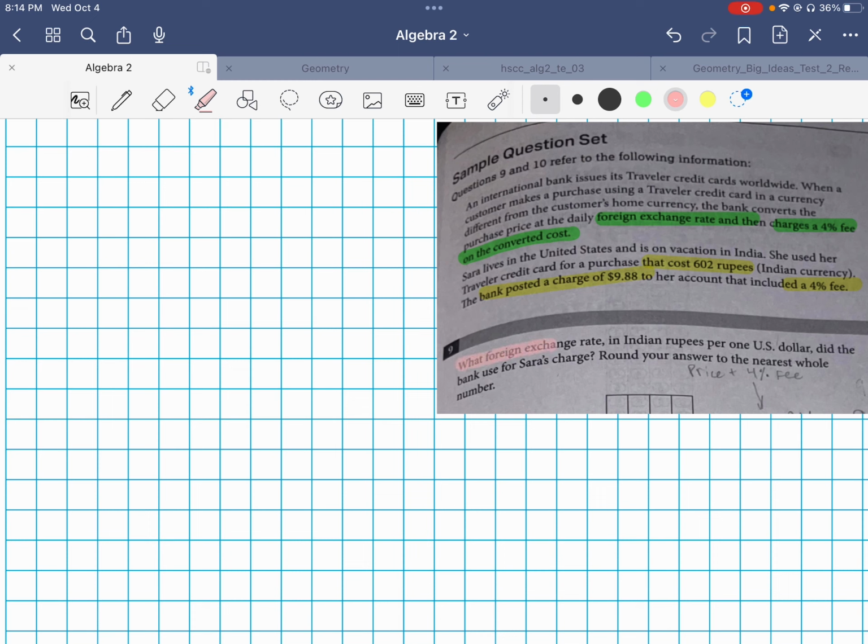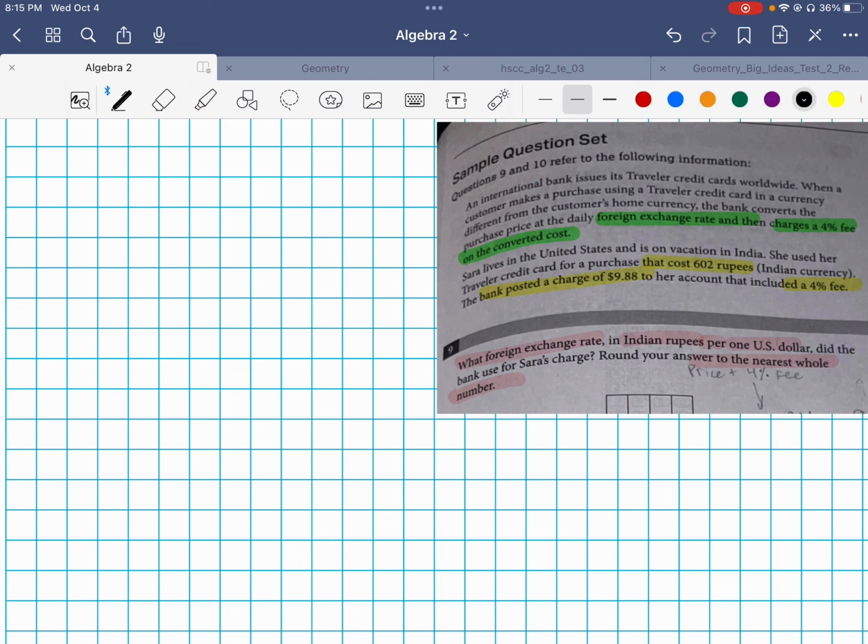So it says, what is the foreign exchange rate in rupees per US dollar that the bank used for Sarah's charge? That is crazy important. That's what I forgot. Round your answer to the nearest whole number. So no decimals are needed for your final answer, but until you get there, you're probably going to want to be using decimals.